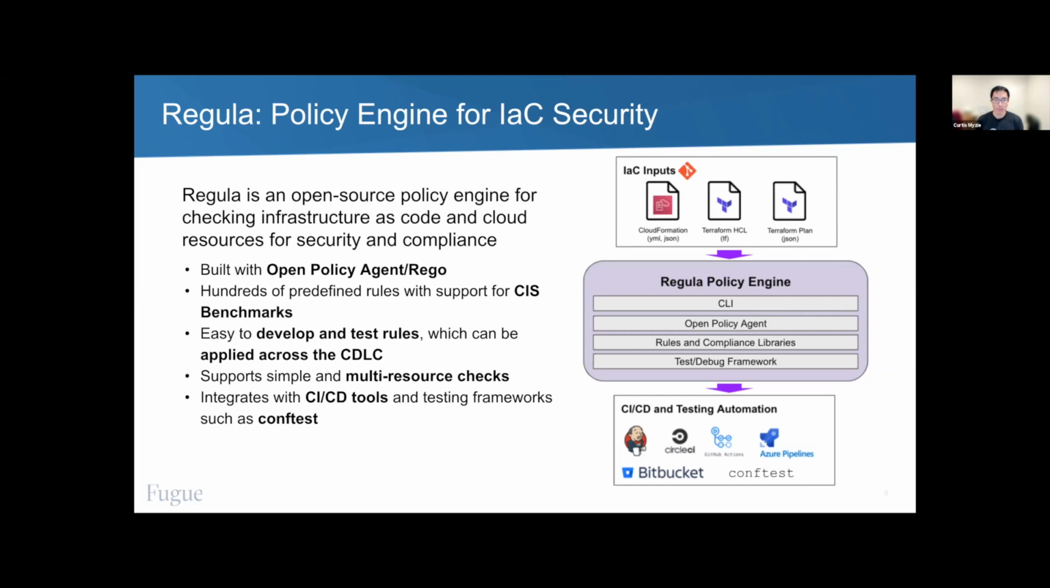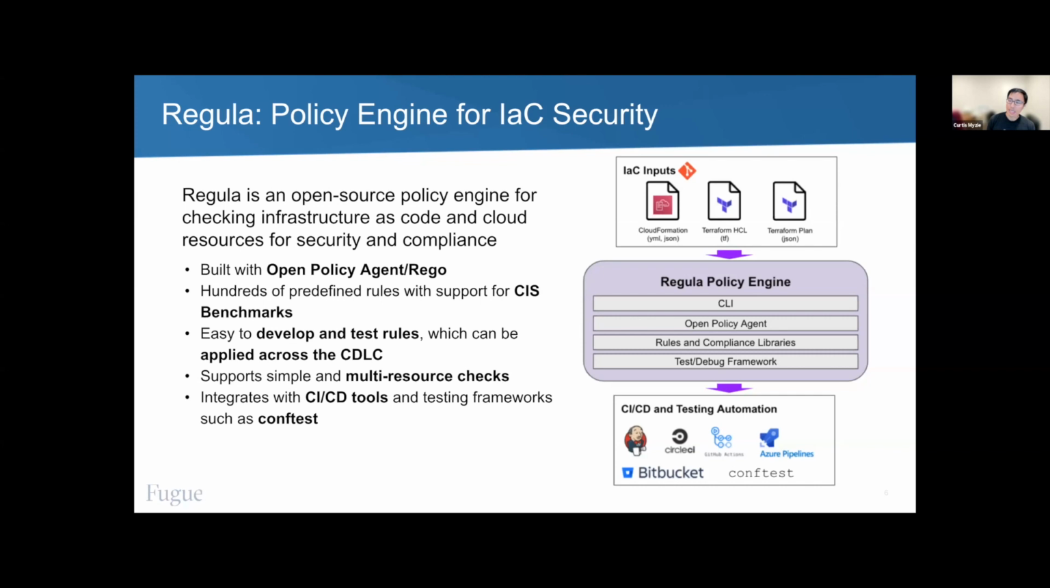So in terms of how we built Regula and why we built it, right? One important thing for us is we wanted to leverage the power of Open Policy Agent. I think many of you might be familiar with OPA. It's a Cloud Native Computing Foundation project. It's very popular for folks in the Kubernetes ecosystem for checks there. And we've taken Open Policy Agent and built a tool with Regula that's much more suited for checking cloud resources, whether it's for infrastructure as code or at cloud runtime.